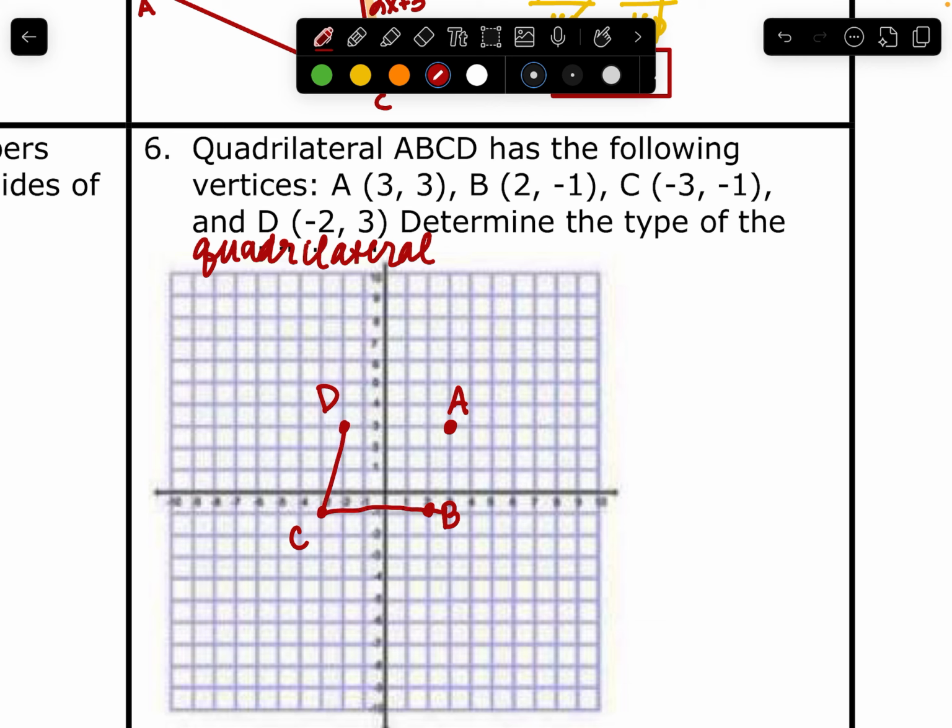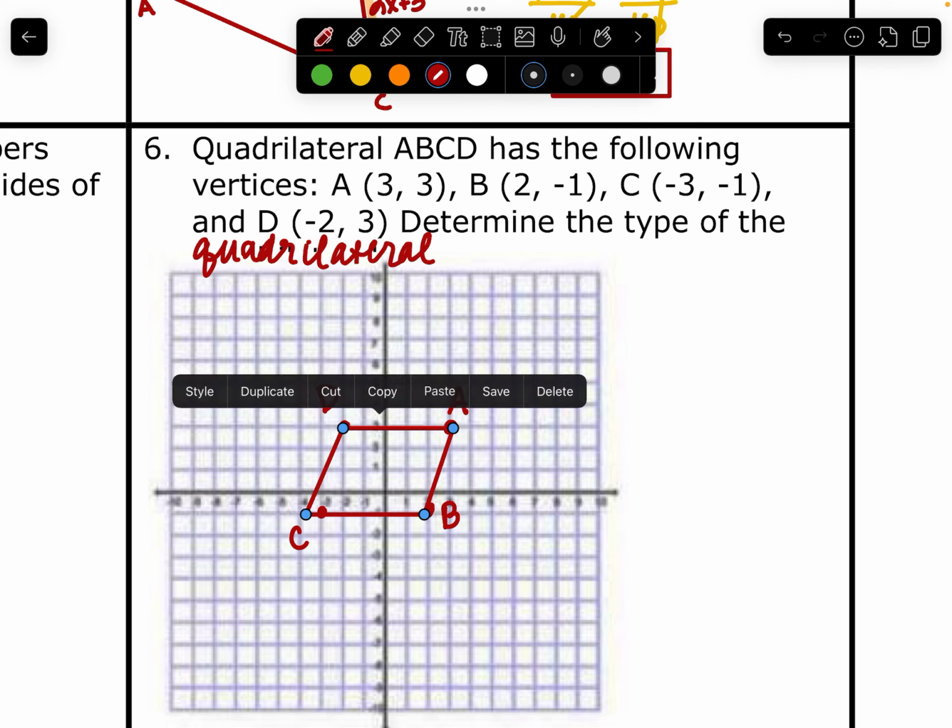All right, take a look. What does it look like to you? Well, that's not right. Let me try that again. I promise this worked earlier when I did it. Okay, just got to exaggerate it a little bit.